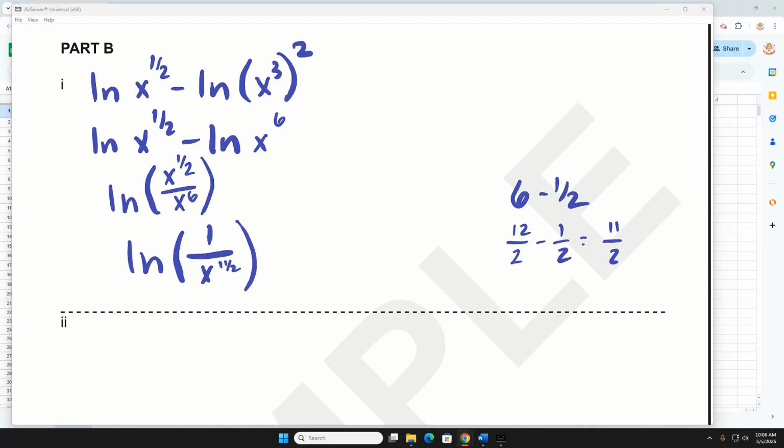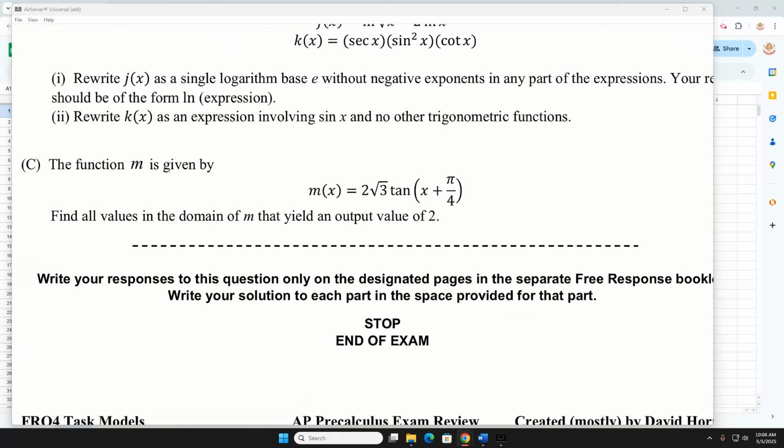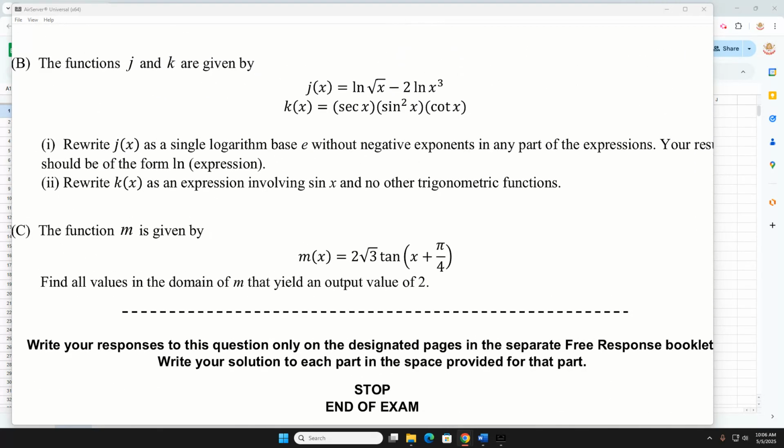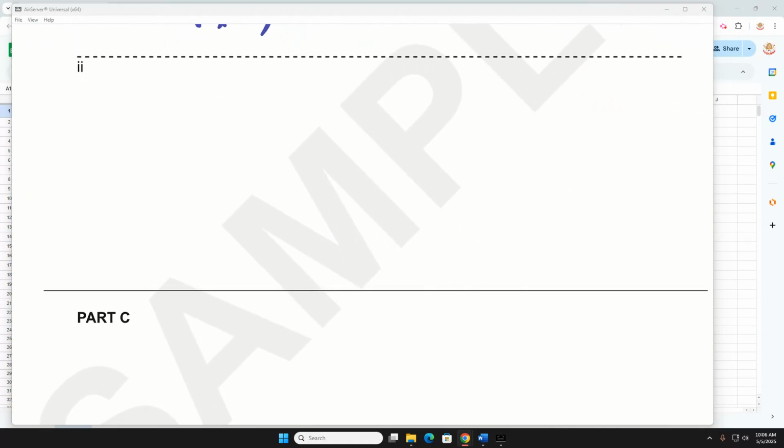Okay, for part B, we have k, and we want to write this as an expression involving sine of x and no other trig functions. All right, so it is secant of x times sine squared times cotangent of x. So what do we usually do when it's all multiplication? What kind of fractions? Fractions involving what? Only sine and cosine. That typically helps you get to the answer.